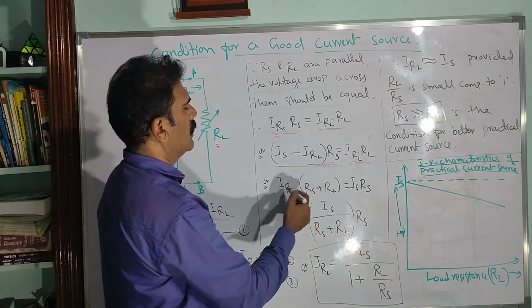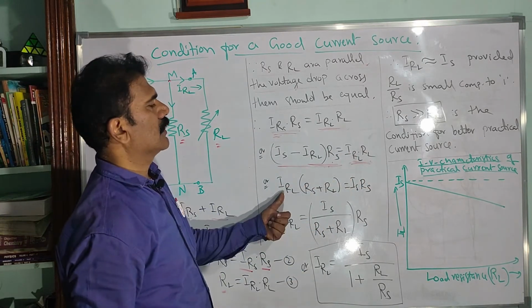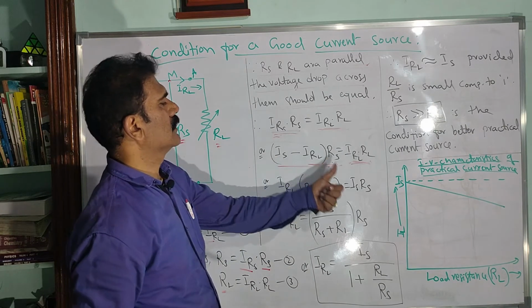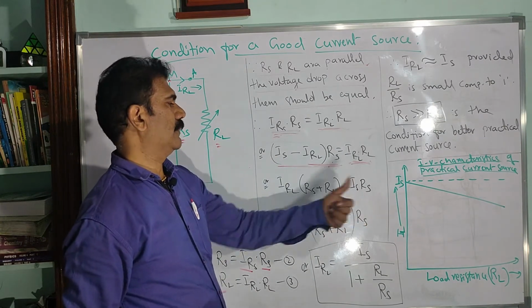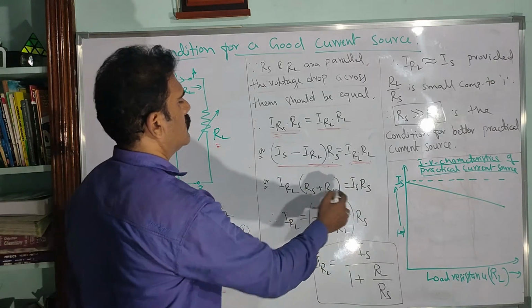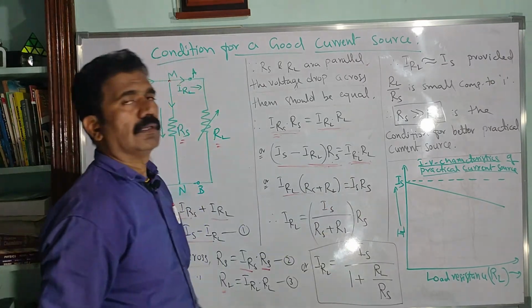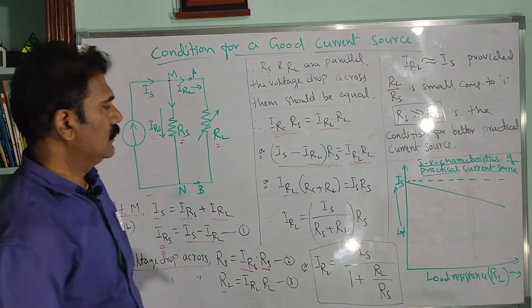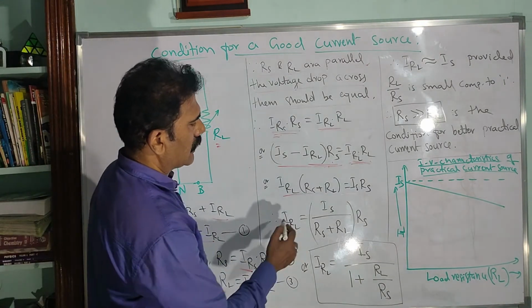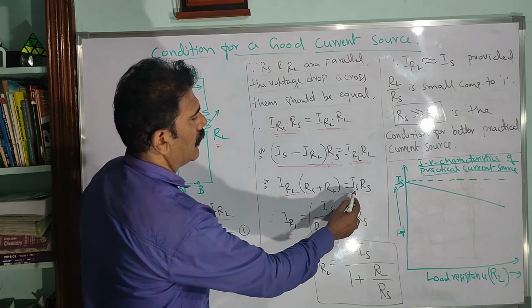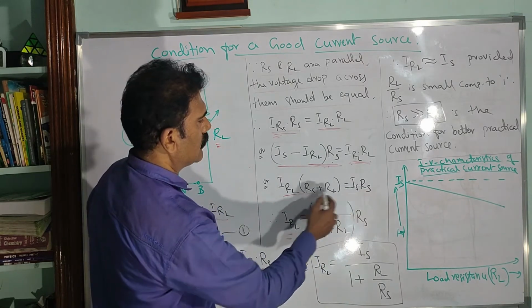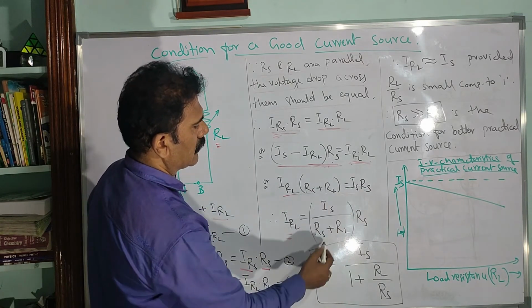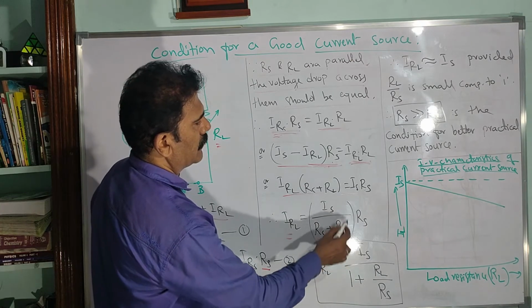So (RS + RL) into IRL is a common factor. Then IS into RS is the right hand side. Clear? So in this equation, it is required to obtain the expression for current through the load here. By cross multiplication, IRL is equal to what now? IS into RS, IS divided by, you take this in the denominator, RS plus RL to this IS.